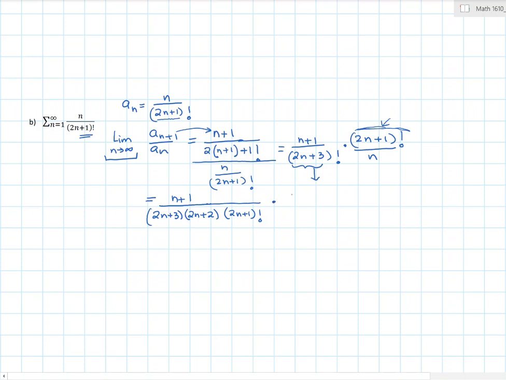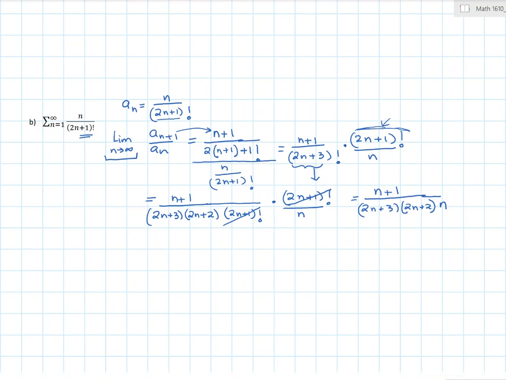Okay, the next is obviously the same as before, (2n+1) factorial over n. Now this and this term cancel, and I'm left with a simple algebraic expression: n+1 divided by (2n+3) times (2n+2) times n. So now we have to take the limit as n goes to infinity. So how do we figure this out?